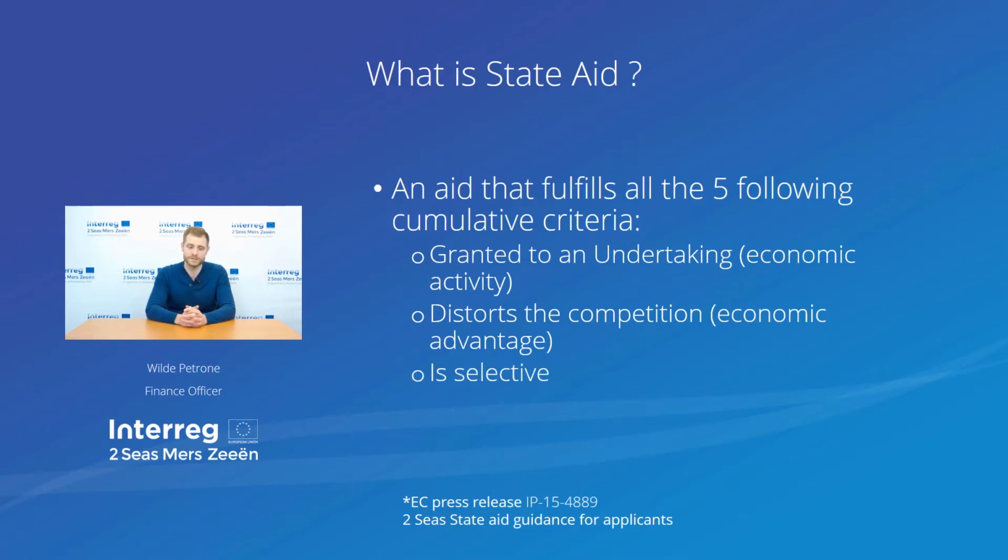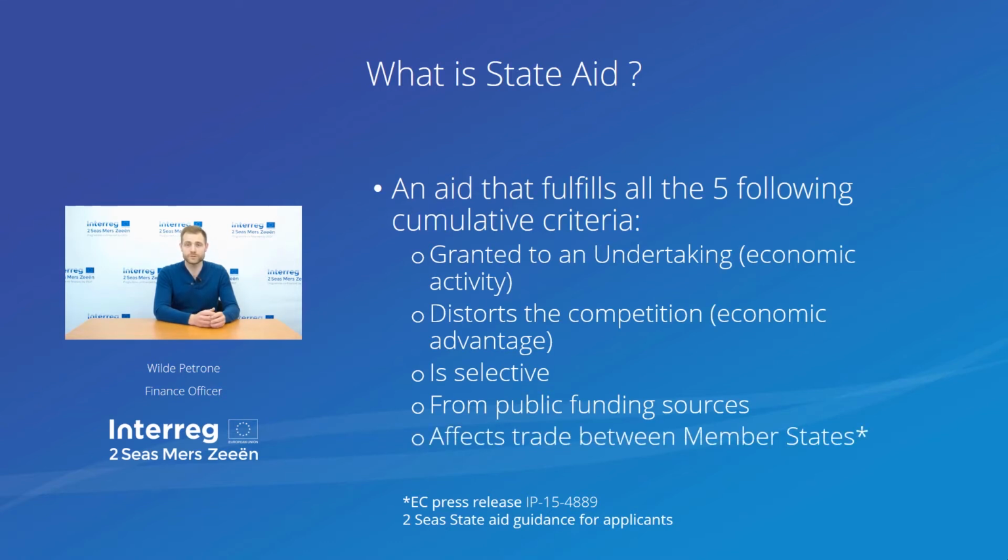Then, is the aid selective? Does it target a specific sector, a specific category of stakeholders, for example, SMEs or large enterprises, or just hospitals? That would be something selective. Or, for example, a specific region, which obviously is the case for the 2C's area. That is why, under the 2C's program, we consider this criterion automatically fulfilled. Then, another criterion would be, does the aid come from public funding sources? Again, obviously, the 2C's funding is from public sources, meaning that it's automatically and already fulfilled.